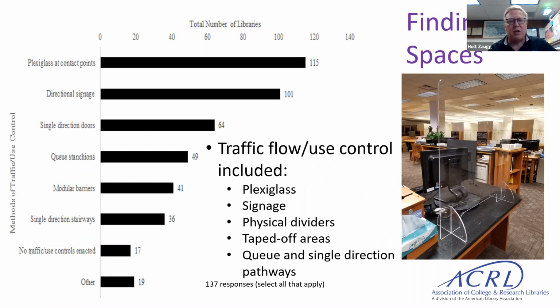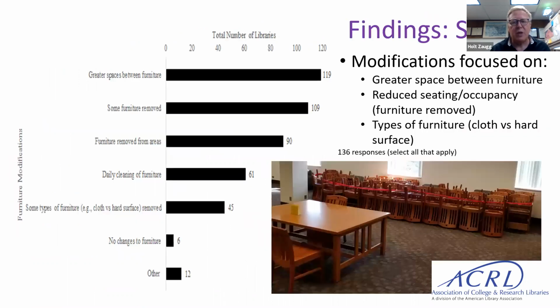As you can see, plexiglass was installed at a lot of the help desks. There's directional signage. There were single direction doors. So instead of being able to go in and out of any door, there were specific doors designated as entrance, specific doors designated as exit. There were physical dividers, taped off areas, and queue paths, all designed so that people could physically distance one from another and not run in face to face with each other.